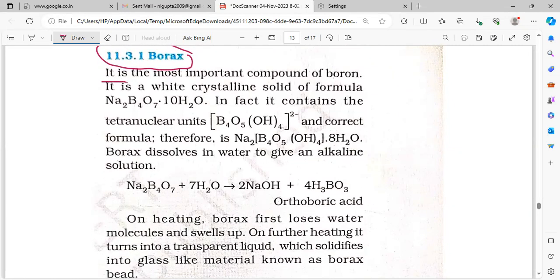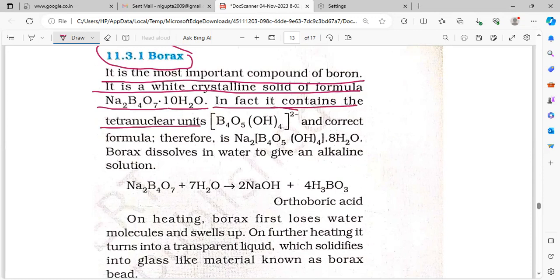See, it is the most important compound of boron. It is a white crystalline solid of the formula Na2B4O7.10H2O. In fact, it contains the tetranuclear unit, [B4O5(OH)4]. If you are summarizing this one, this compound will give how much? 9, 5, 4, 9.